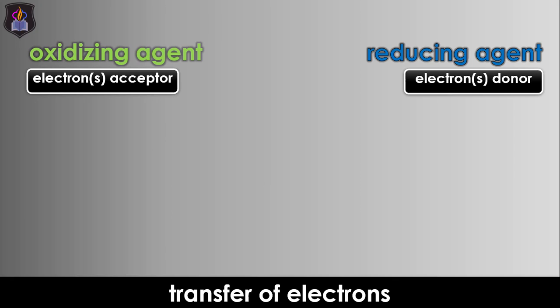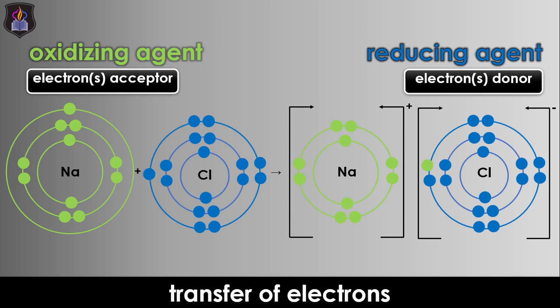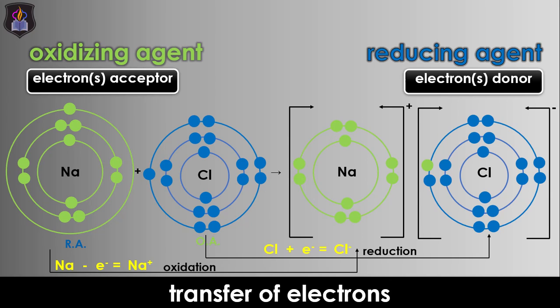In the reaction between sodium and chlorine, the sodium atom loses an electron to the chlorine atom and becomes oxidized to a sodium ion, while the chlorine atom accepts the electron from the sodium atom and becomes reduced to a chloride ion. Hence, the sodium atom acts as a reducing agent, while the chlorine atom acts as the oxidizing agent.